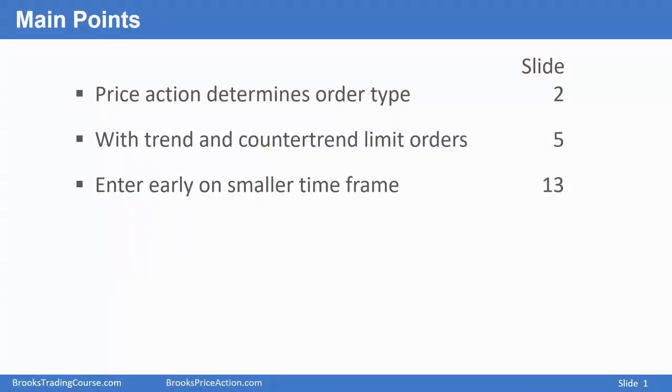When you're deciding what to do with your orders, the price action should determine what order you should place and where you should place it. I want to talk a little bit about limit orders, trading with the trend, and trading against the trend. Also, traders can sometimes enter earlier on a smaller time frame chart, reducing their risk.